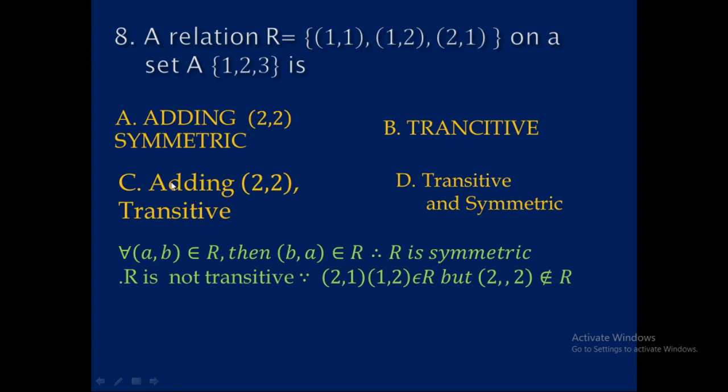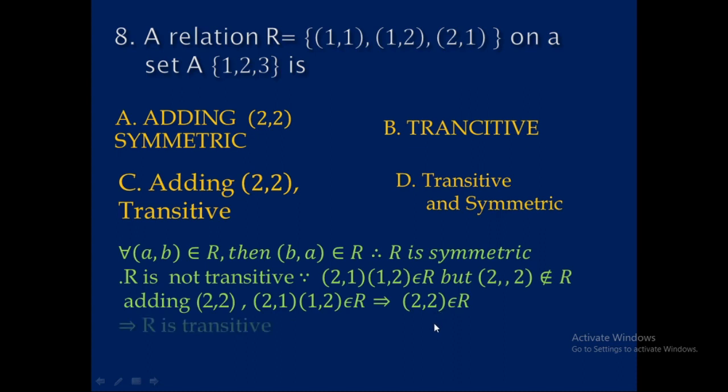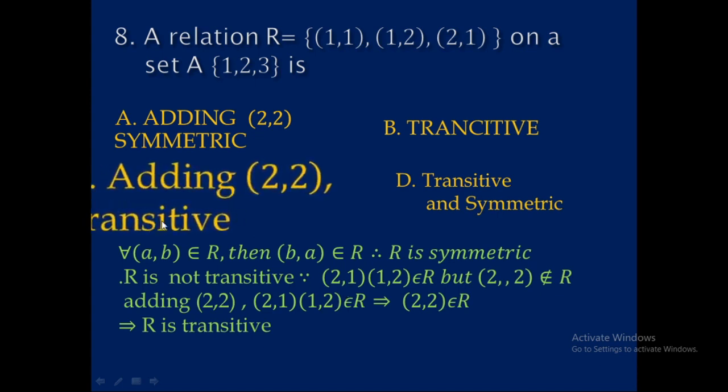Here verifying option C, adding (2,2), R is transitive. Yes, suppose we add (2,2), R is transitive. Either adding (2,2) or not adding (2,2), R is always symmetric. Therefore the correct option is, suppose adding (2,2), the R is transitive. Therefore the correct choice is adding (2,2): (1,2), (2,1) and (1,2) belong to R, which means (2,2) belongs to R. Therefore R is transitive. The correct option is C. The third option C, adding (2,2), R is transitive. Therefore the correct option is C.